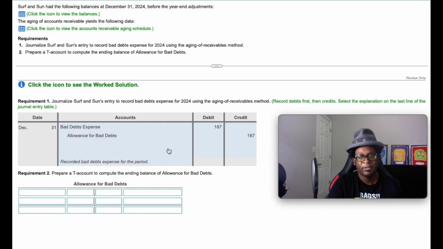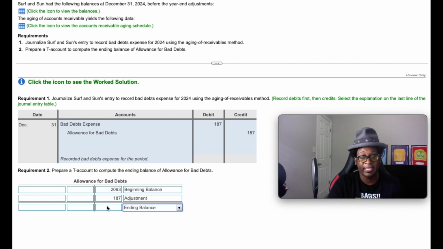Good job. Requirement 2 wants us to properly post the transactions to adjust the appropriate ending balance for allowance for bad debt. We know that our beginning balance was $2,063, and we properly adjusted the allowance for bad debt via the bad debt expense estimate of $187, which gives us a total new ending balance based on our aging table of $2,250. We're going to check the answer.